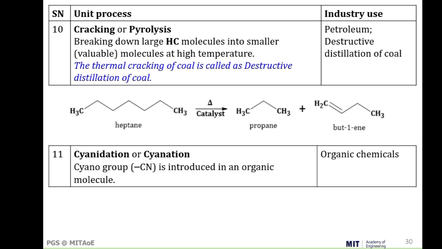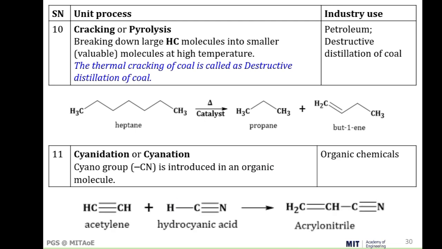So the next unit process is cyanidation or cyanation. It is the addition of a cyano group into an organic molecule. The cyano group is C triple bond N. So that cyano group is getting introduced into the organic molecule. One example is acetylene reacting with hydrocyanic acid to form acrylonitrile. Acrylonitrile is a useful compound in organic synthesis, so this is used in organic chemical industries.